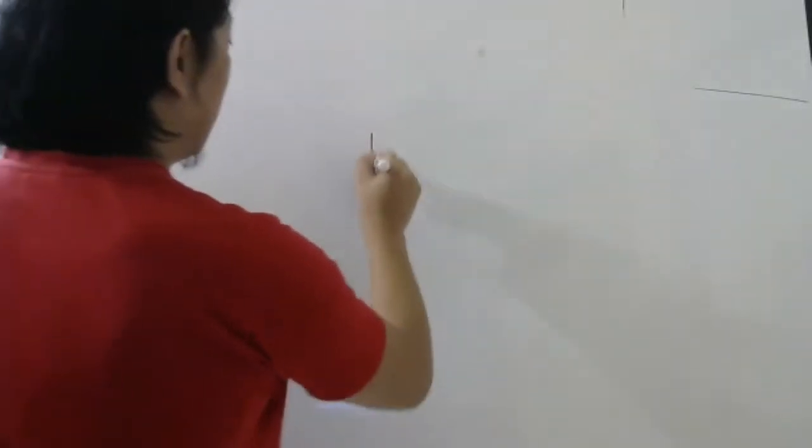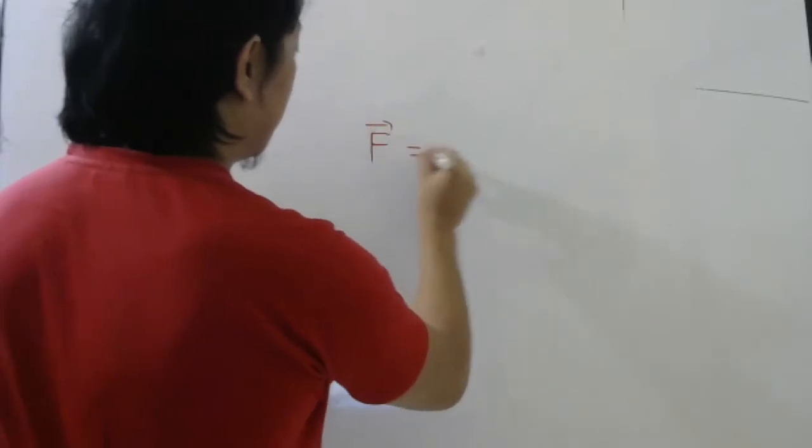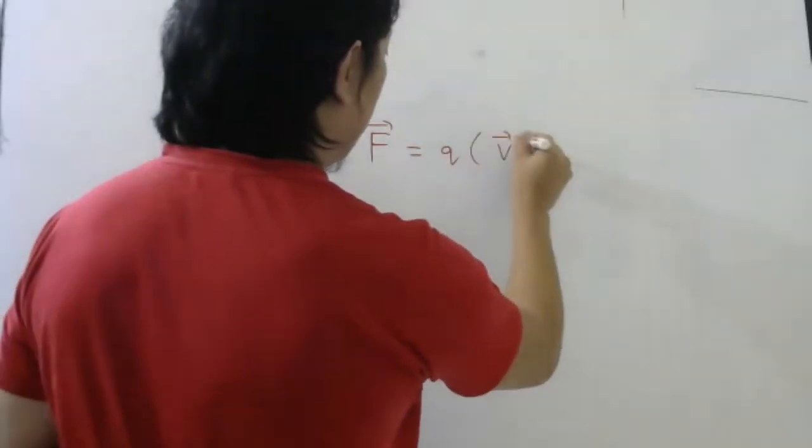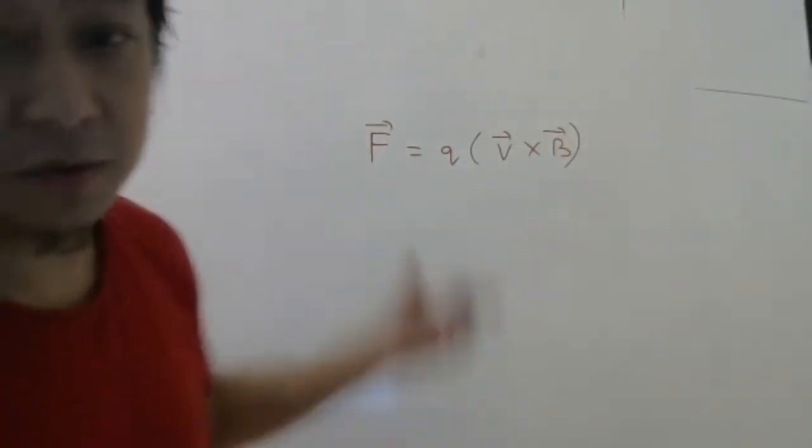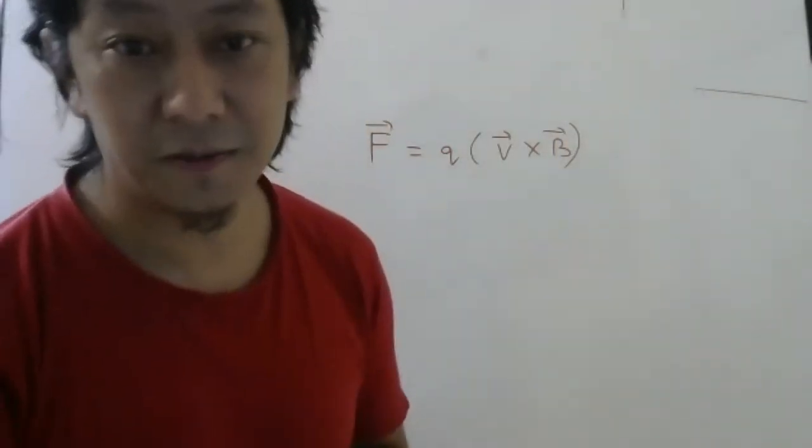So some are saying yes, some are saying no. It's okay. Let me revise again what I have discussed. What is the formula for force on a moving charge? Q V cross B. This was the formula for force on a moving charge.